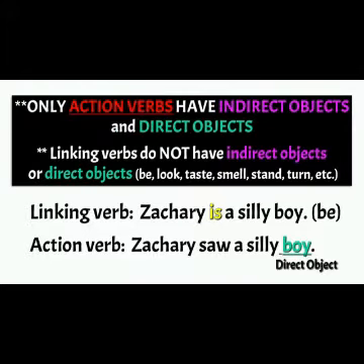Now, another important fact. Only action verbs have indirect objects and direct objects. Only action verbs. Linking verbs do not have indirect objects or direct objects. Linking verbs are those like be, look, taste, smell, stand, turn, etc. One example of a linking verb would be Zachary is a silly boy. Here, the verb to be is a linking verb, is always a linking verb. Sometimes it cannot be a linking verb, but that's another story. But in this case, is a linking verb.